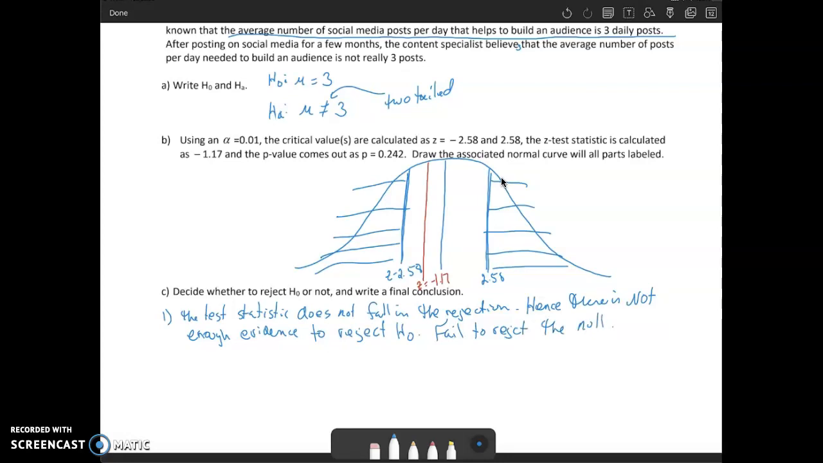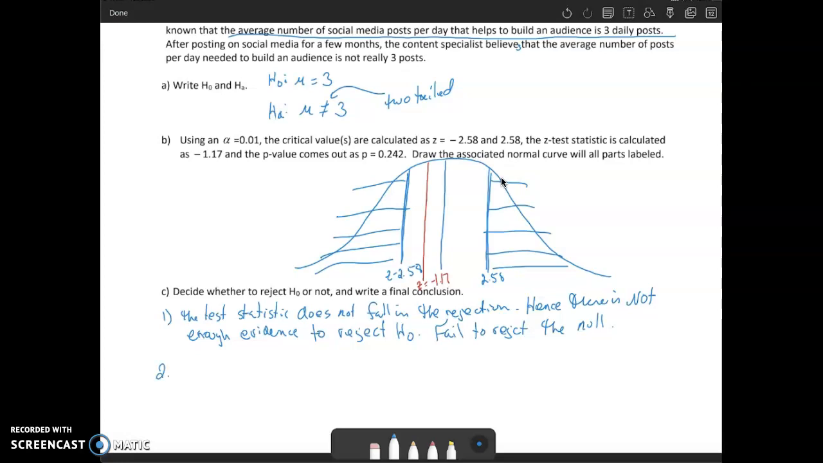So we basically have to stick with it that there has not been enough evidence to say that it's something other than 3. We have to just stick with the 3. Again, I'm not going to say I've proved that it's definitely 3. I just don't have any evidence at this time to say that it's something else. I might want to go back and collect more data, do this for longer to get a bigger sample. But that's all we can say right now, that we've failed in our attempt to reject that null.